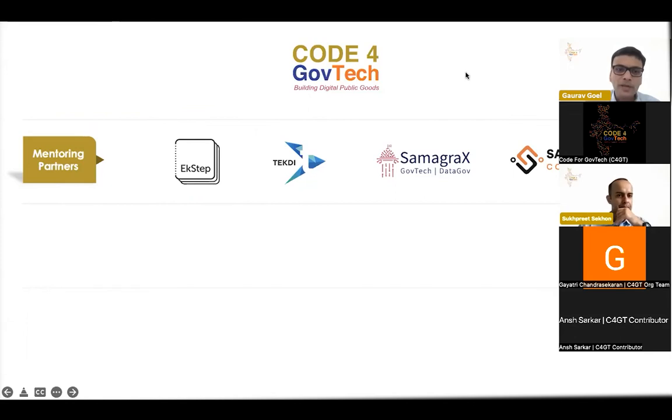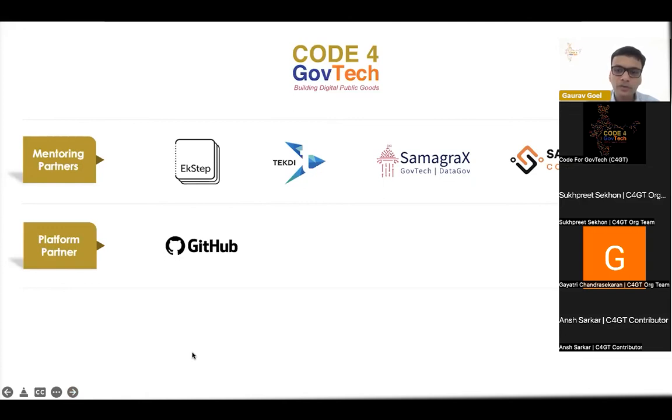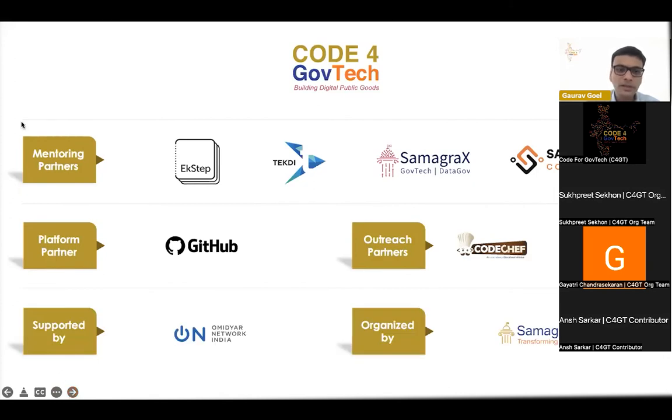Then in terms of platform partner, we have with us GitHub. So all the code that's written as part of C4GT would be hosted on GitHub. That's the platform partner. And we also have a couple of outreach partners which have really helped us reach out to the engineering community. This is CodeChef and Unstop. The entire effort this year is supported by Umedia Network India, and the whole exercise is organized by Samagra Transforming Governance. So that's the partner ecosystem for the first year of C4GT, and in the years to come, it will only expand to include larger and larger number of mentoring organizations, mentoring partners, and others.